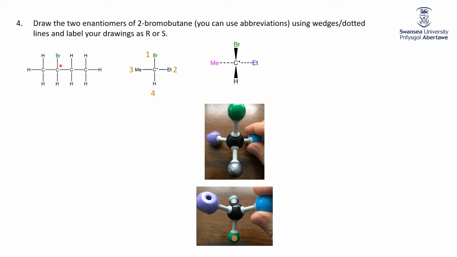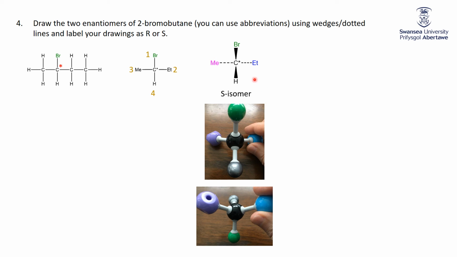Now let's see what we've got. The bromine is number 1, the blue ethyl number 2, the purple methyl number 3. 1, 2, 3. I'm going anti-clockwise with the hydrogen at the back. That makes that the S isomer.